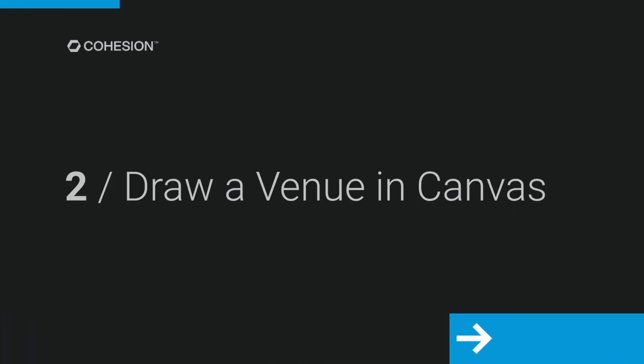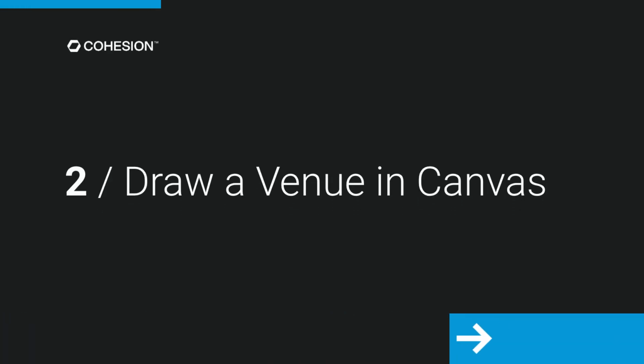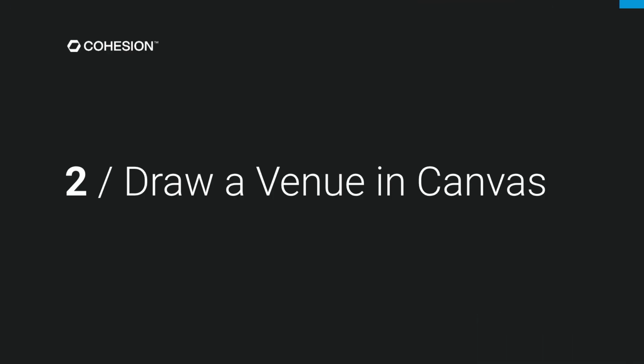In this session, you'll learn how to use Canvas's drawing tools to create a venue model from scratch. We'll walk through importing a guide image, defining audience areas and seating sections, using symmetry for efficiency, and managing mapping and visibility settings.